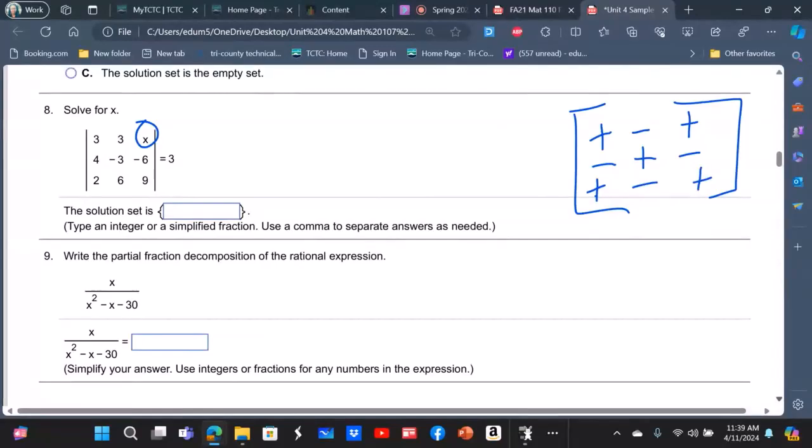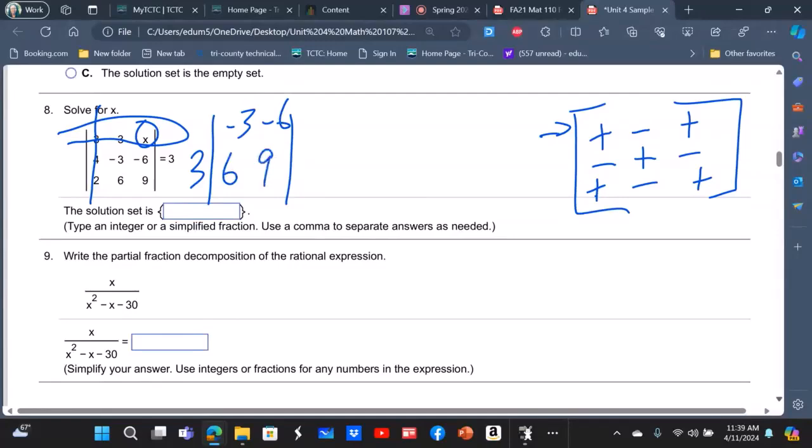I want to choose row 1, so I'm going to be doing my cofactors with row 1 and then adding. So I got 3, then I take out the 2 by 2. Remember that if I take out the 2 by 2, the remaining 2 by 2 is going to be negative 3, negative 6, 6, 9.